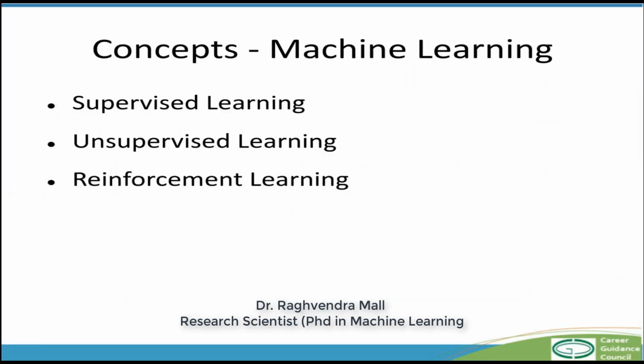Coming to the concepts in machine learning, there are three primary concepts: supervised learning, unsupervised learning, and reinforcement learning. These are the three primary concepts which have driven most of the technological advancements. Most of the real world applications you see are based on these three areas only, primarily on supervised learning.